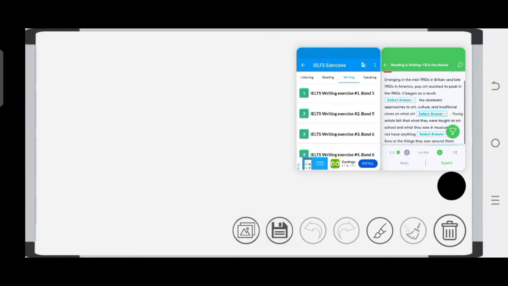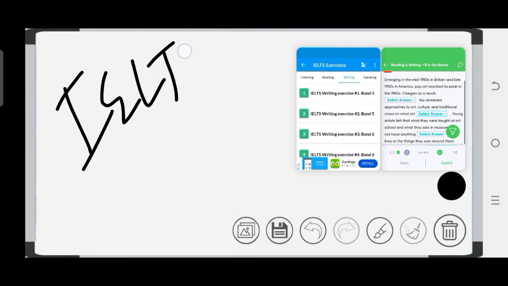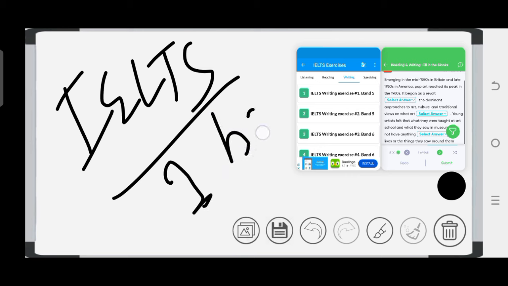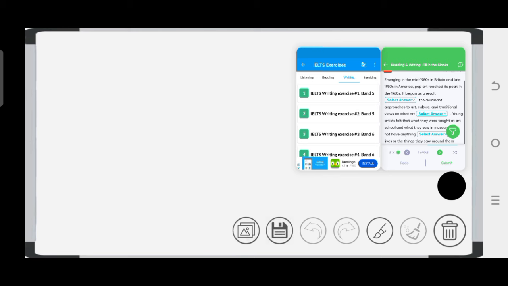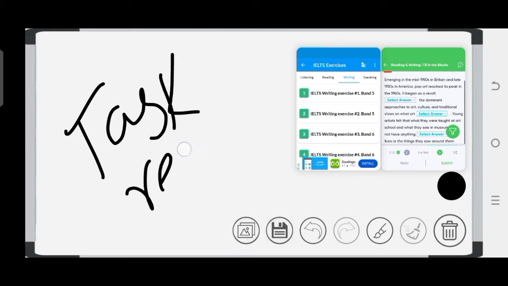Everyone. So let's start. First of all, how can we learn IELTS in only 1 hour? Yes, 1 hour. Now, in order to learn IELTS in 1 hour, you need to understand what the criteria of IELTS is. So the criteria of IELTS is very simple.